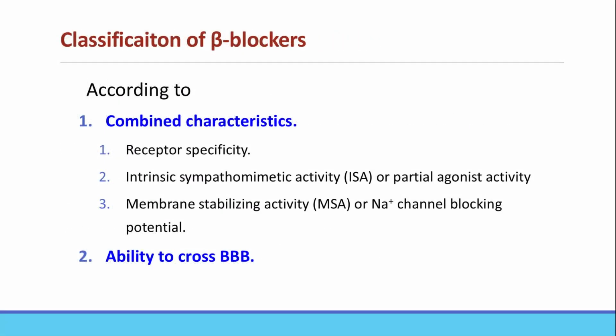The classification system reflects multiple dimensions, including receptor selectivity, intrinsic activity, and additional membrane effects. While this may appear complex, it essentially describes how selectively and how strongly a drug interacts with beta receptors, and whether it has additional pharmacological actions.